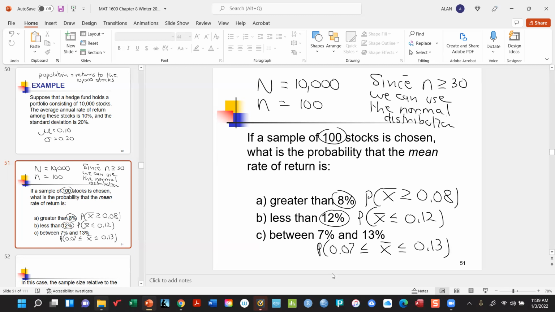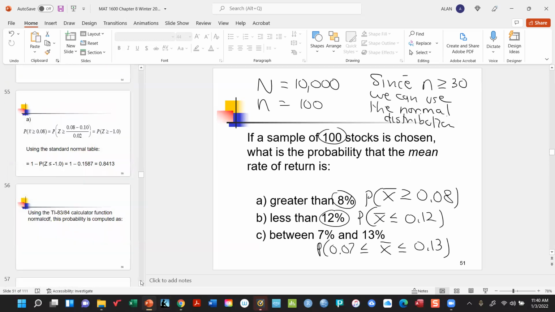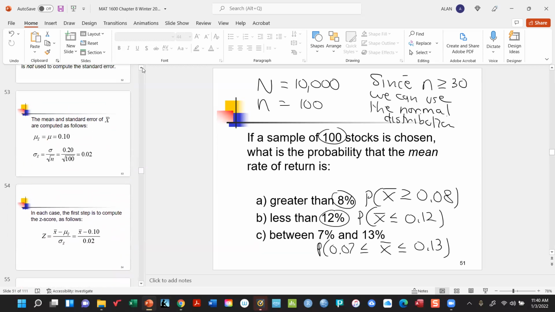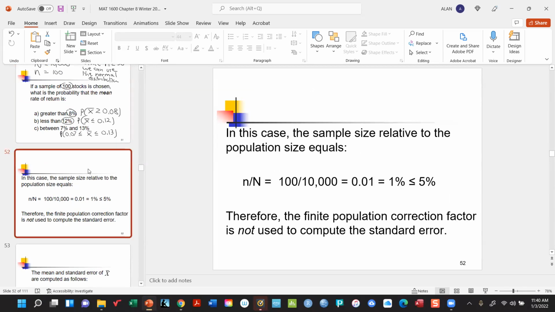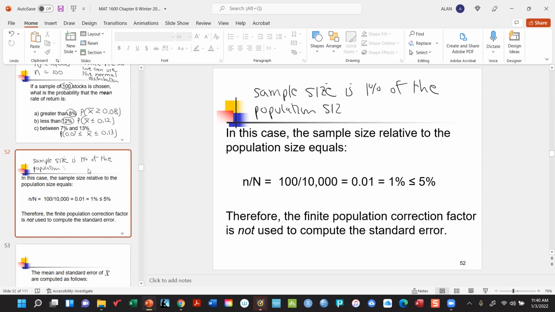The first thing we're going to do is calculate the moments of this sampling distribution. So first things first, actually, before we even do that, why don't we determine if the sample size is large or small relative to the population? So if you take the ratio of 100 to 10,000, that's 0.01 or 1%. And remember, the threshold is 5%. So because the sample size is only 1% of the population size, it is considered to be small.